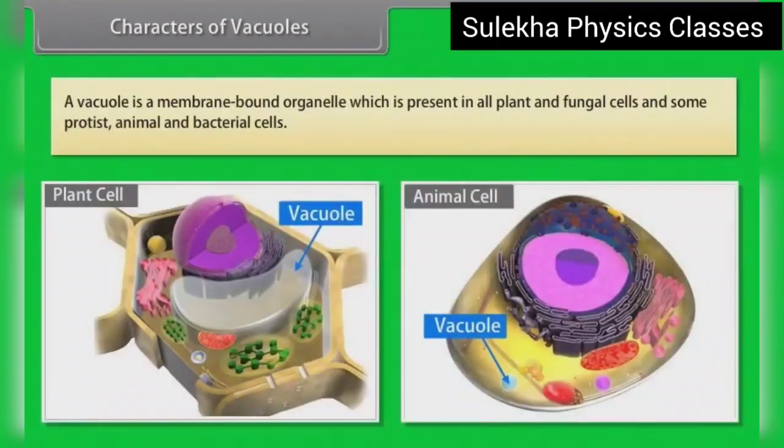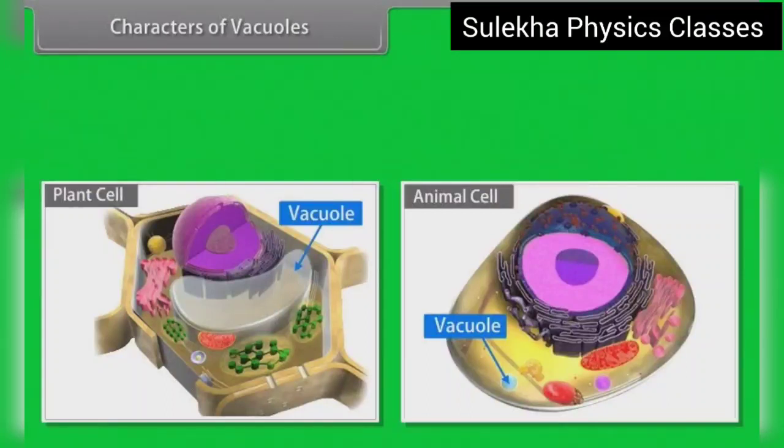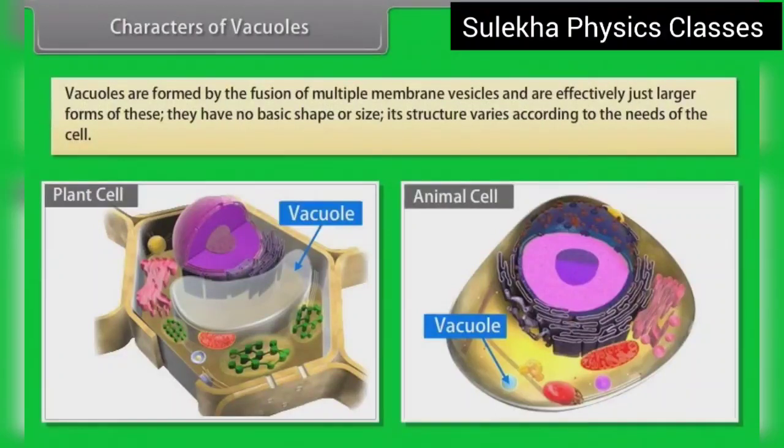Characters of vacuoles. A vacuole is a membrane-bound organelle which is present in all plant and fungal cells and some protist, animal, and bacterial cells. Vacuoles are essentially enclosed compartments which are filled with water-containing inorganic and organic molecules, including enzymes in solution, though in certain cases they may contain solids which have been engulfed. Vacuoles are formed by the fusion of multiple membrane vesicles and are effectively just larger forms of these. They have no basic shape or size. Its structure varies according to the needs of the cell.